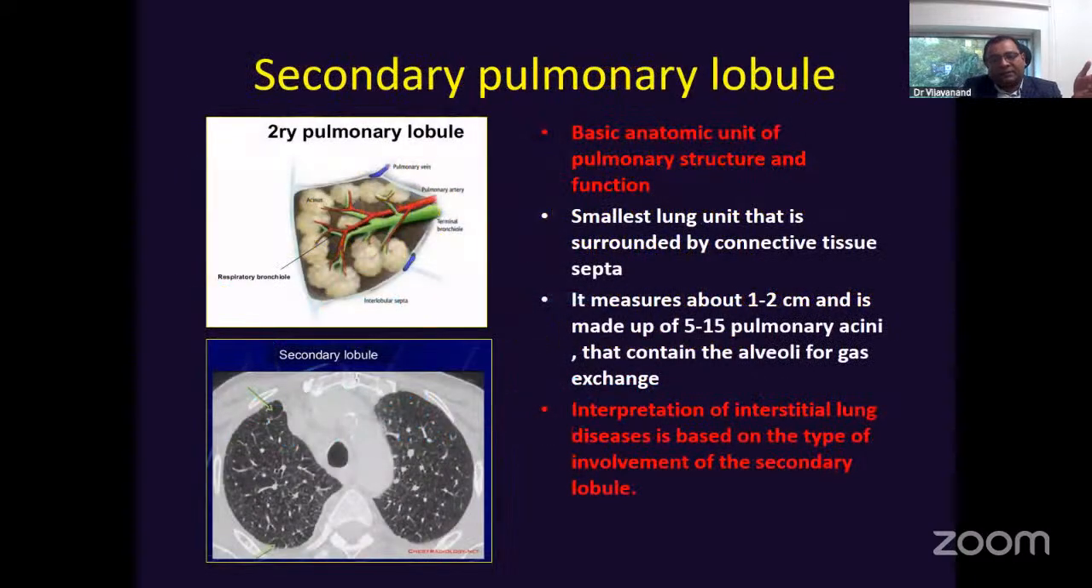Because I told that there is a significant relation between ILD and HRCT, the most important thing that we need to learn in case of HRCT is the secondary pulmonary lobule. It's the basic anatomical unit of pulmonary structure and function.